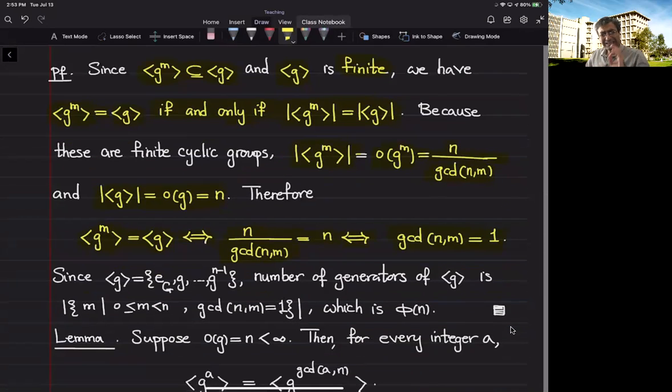Now I want to show that there are precisely phi of n generators. We proved that the group generated by G consists of these elements, and these are all distinct. When we say the number of generators, I have to look at integers in this range, look at G to the m, and ask myself, is G to the m a generator? And we proved that G to the m is a generator precisely when m is co-prime with n. So the number of generators is the same as the number of integers in this range that are co-prime with n, and that by definition is the Euler phi function of n. So, remember, the order of a group is the same as its cardinality: a cyclic group of order n has phi of n generators.